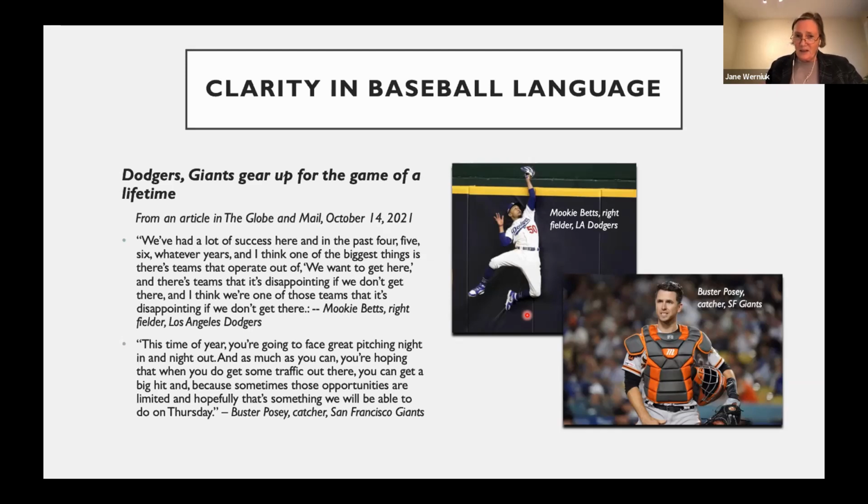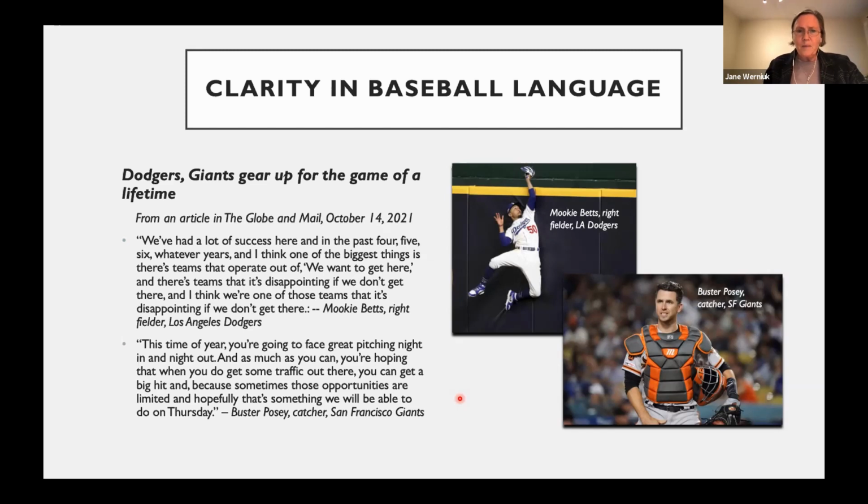I think that's a little unclear. What is he trying to say? He's obviously enthusiastic, as you can see from the picture. And the other player that was quoted was Buster Posey, who's the catcher with San Francisco Giants. And I'd like to say that if my name were Buster Posey, I would be playing Major League Baseball too, because that is a fabulous baseball name. This is what he said.